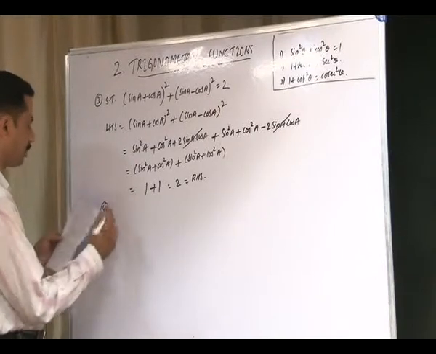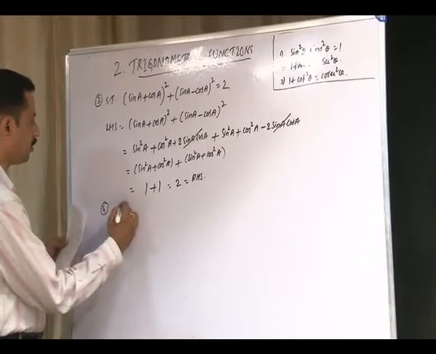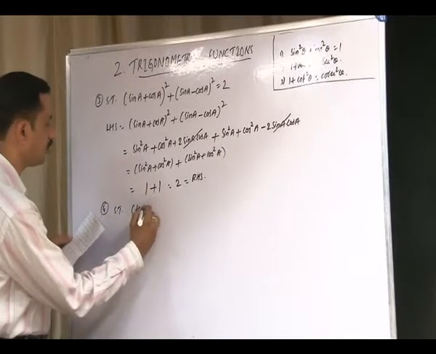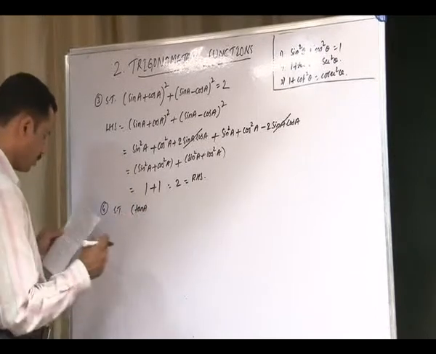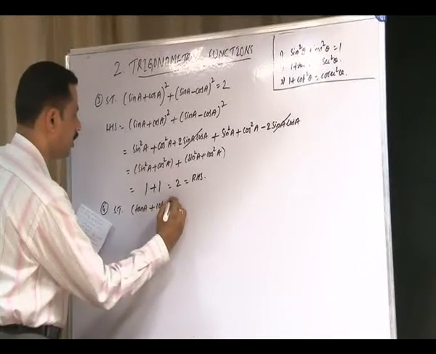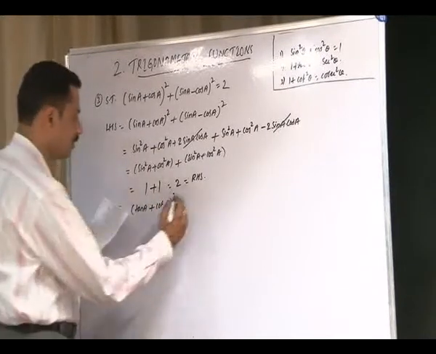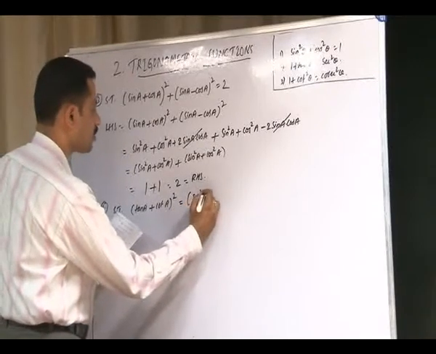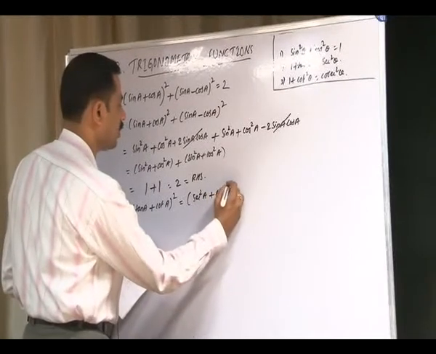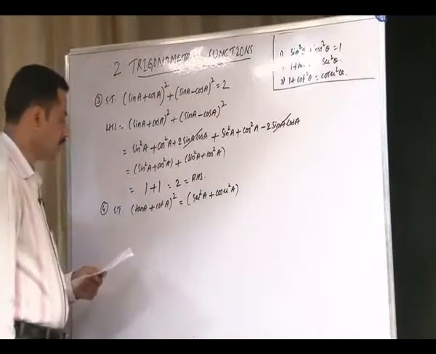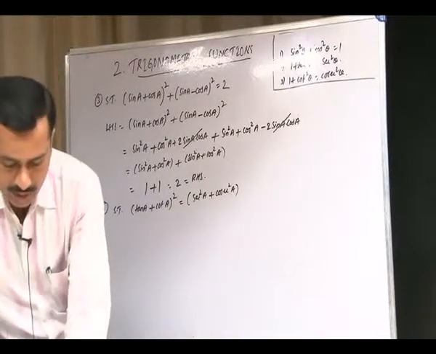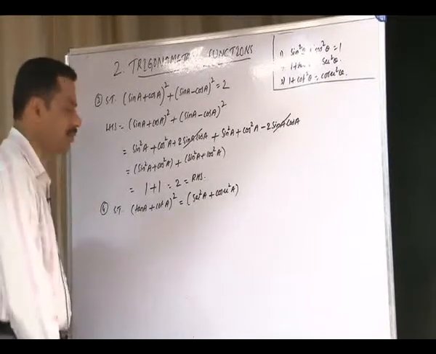Similarly, next problem. Show that (tan A plus cot A) whole square is equal to secant square A plus cosecant square A. Show that (tan A plus cot A) whole square is equal to secant square A plus cosecant square A.